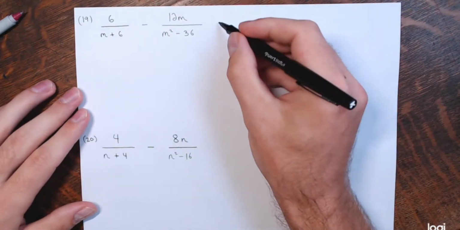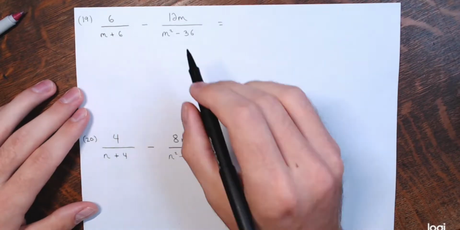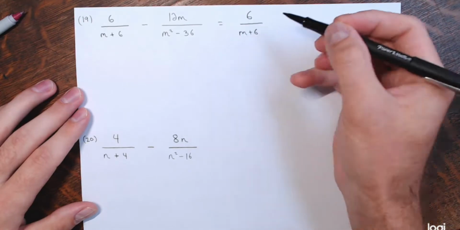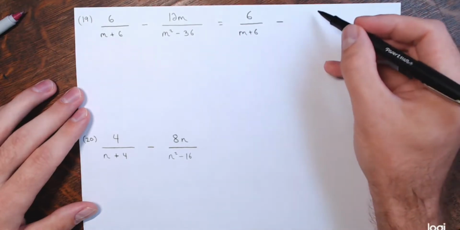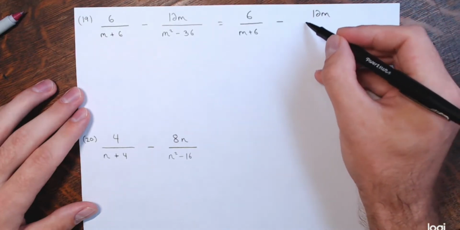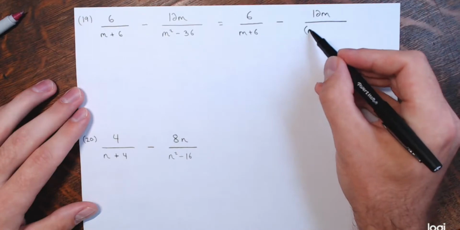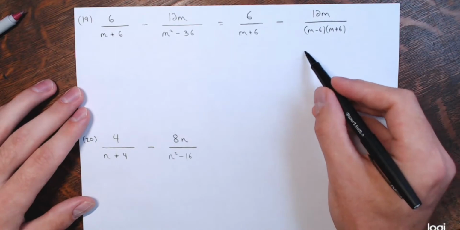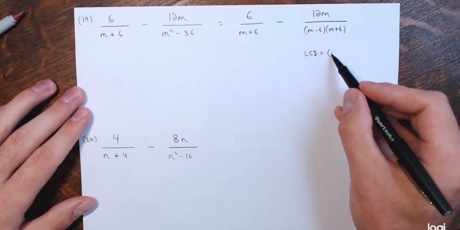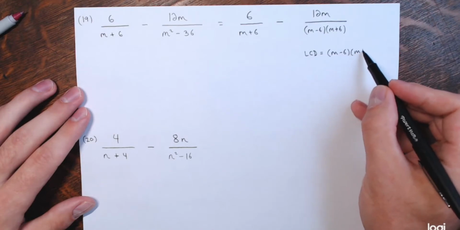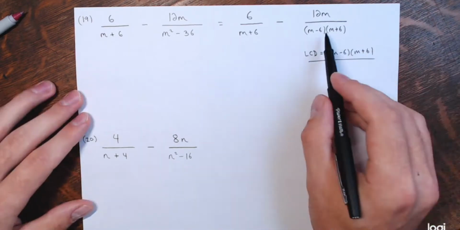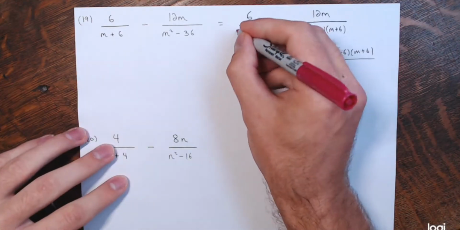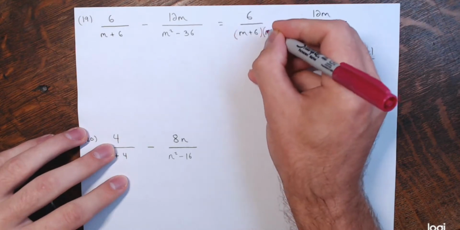All right, so this time the denominators need factoring. So 6 over m plus 6 is already all factored, minus 12m over m minus 6 times m plus 6. So the LCD here would just be m minus 6 times m plus 6. So this denominator is already the LCD. I would just need to multiply the first fraction, the numerator and denominator, by m minus 6.